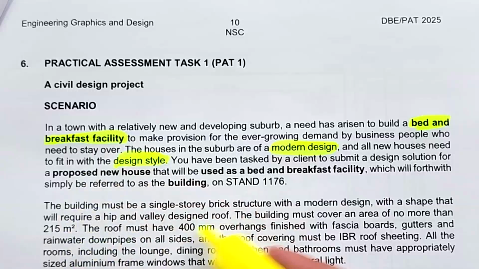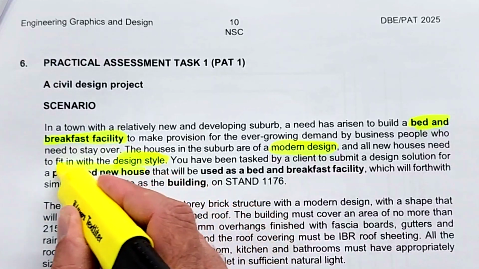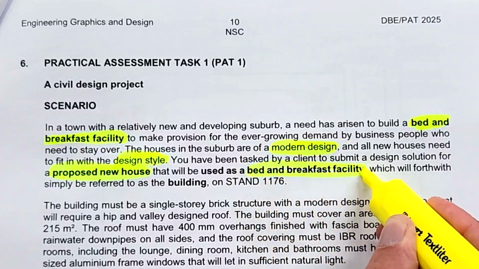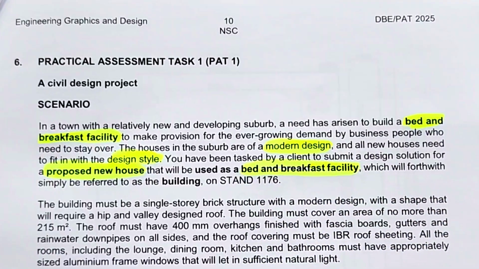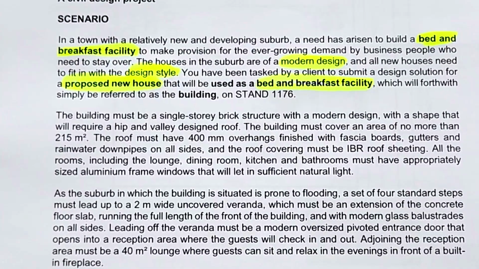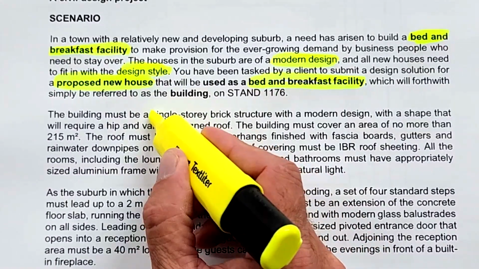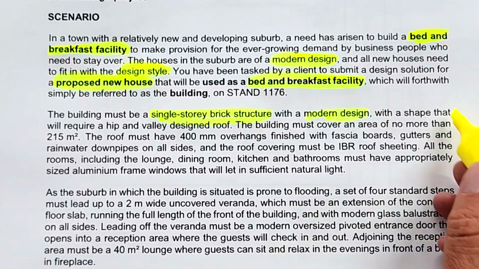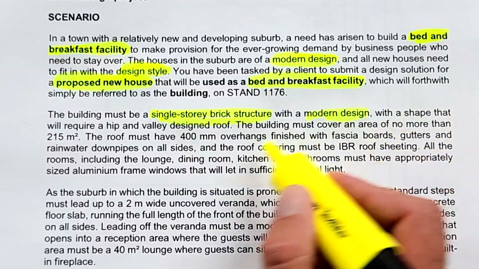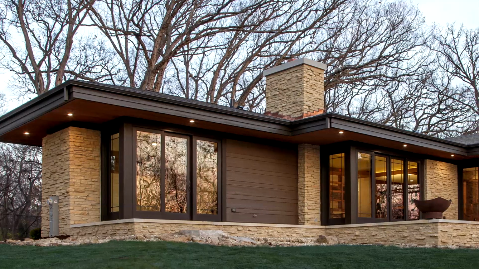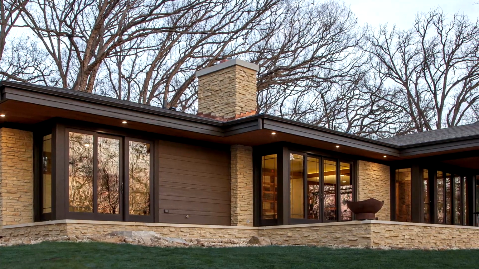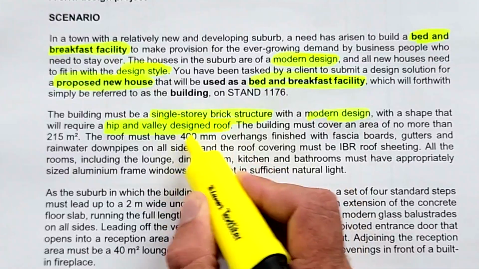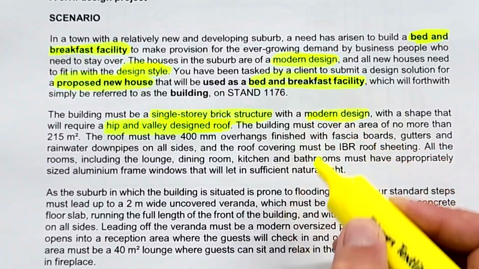Secondly, this new house that you're going to design is going to be used as a bed and breakfast facility, and it needs to be a single story, of course. That's also important. So let's look at the structure. Single story brick structure with a modern design. And the shape of it needs to be in such a way that it can accommodate a hip and valley roof design. Very important to understand what is a hip and valley and how that influences your design. We will look at that in future videos.